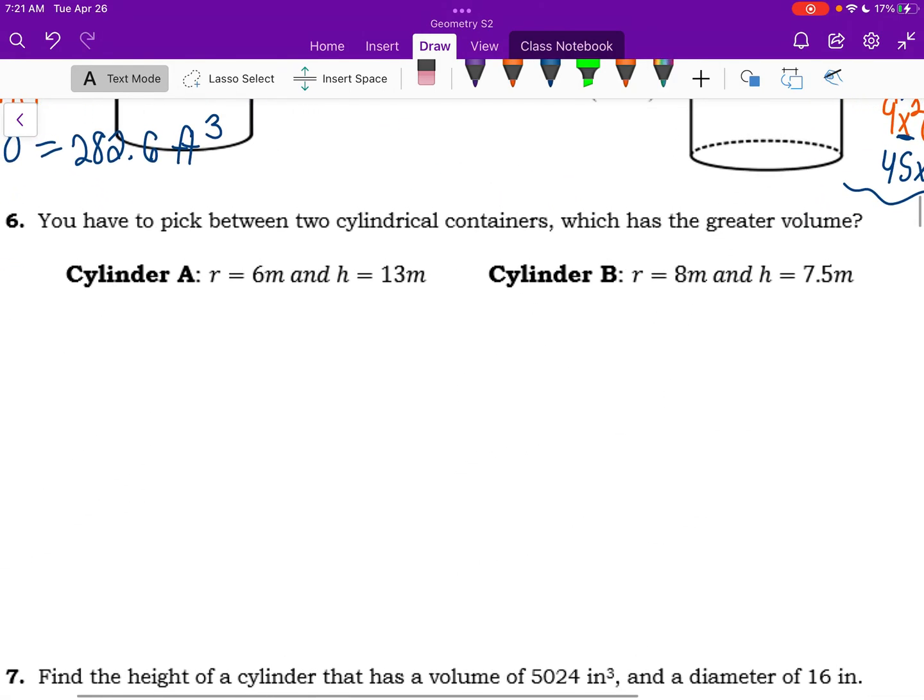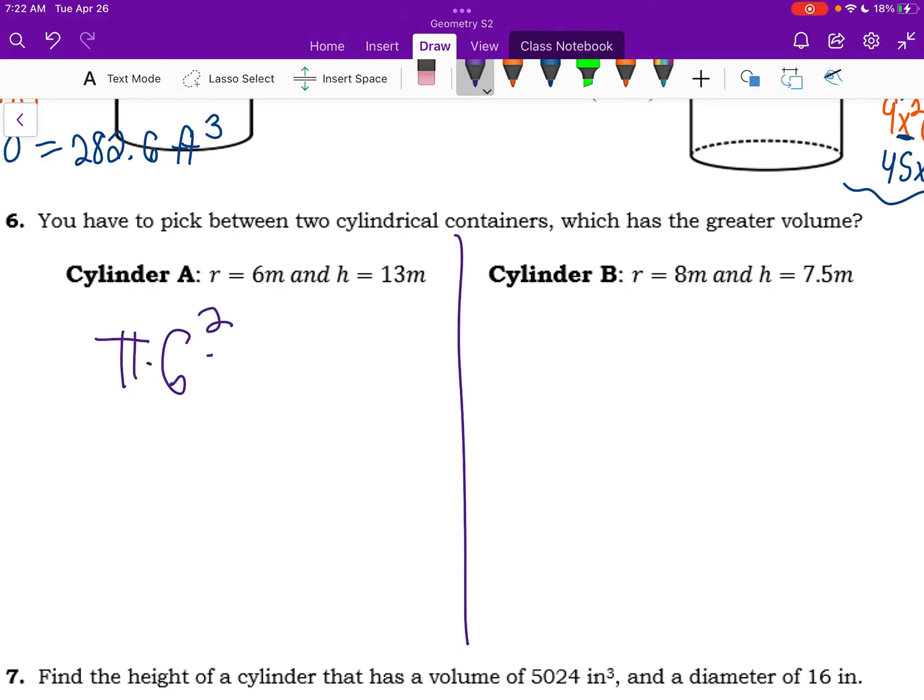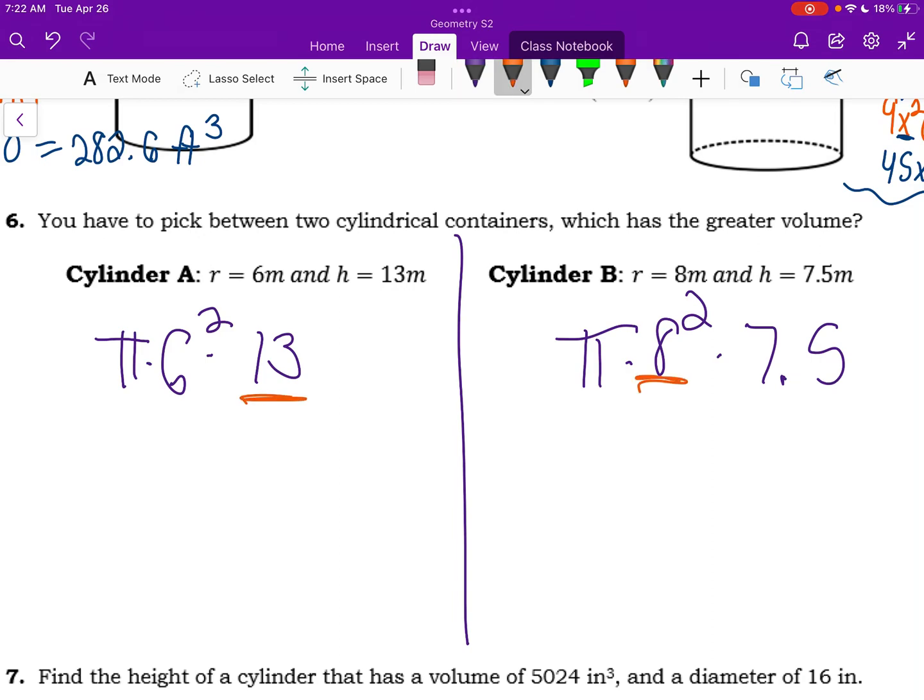All right, let's do some word problems. Get you ready for that final. So you have 2 cylindrical containers, which has the greater volume? All right, so we're just comparing. So I have 6 squared times pi times 13. I have pi times 8 squared times 7.5. Okay, so this one has the bigger height, and this one has the larger radius and the larger base. So let's see how that affects it.